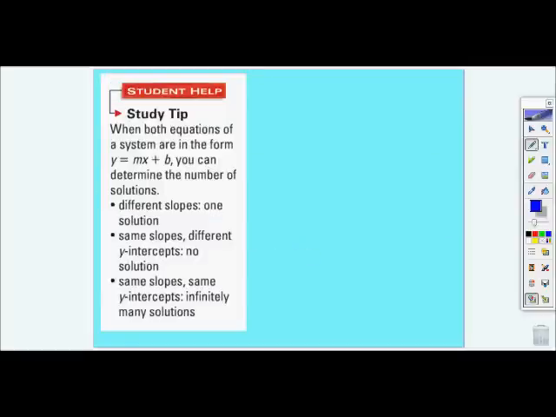This study tip is listed on your form so that you can have it in your notes. I want to point out a few things. Different slopes, one solution. Same slopes, but different y-intercepts, no solution. That was the parallel lines we just spoke about. And same slopes and the same y-intercepts, that would make infinitely many solutions.